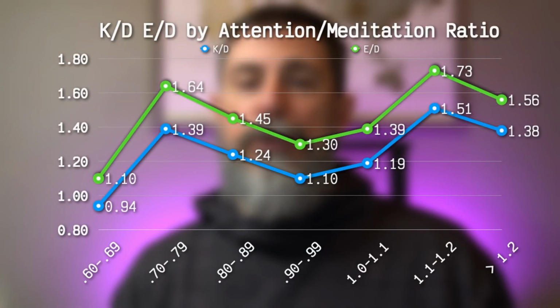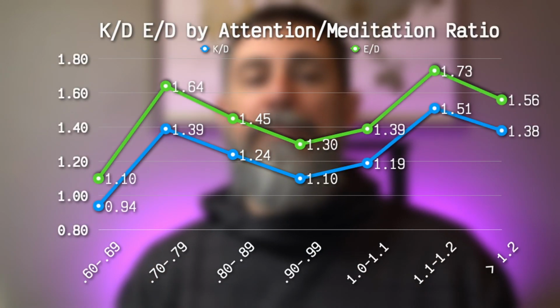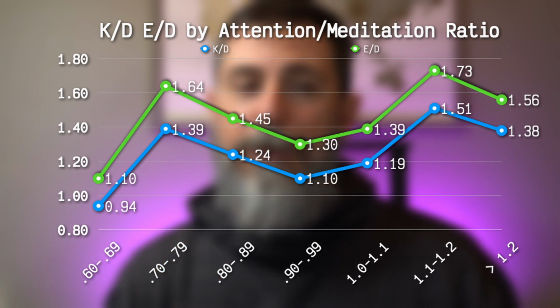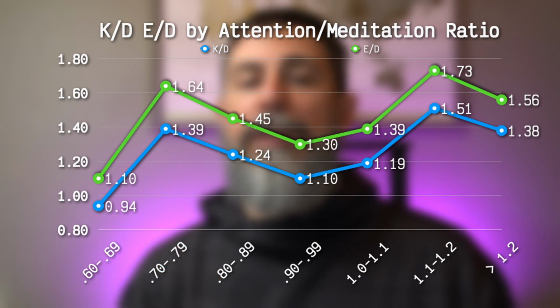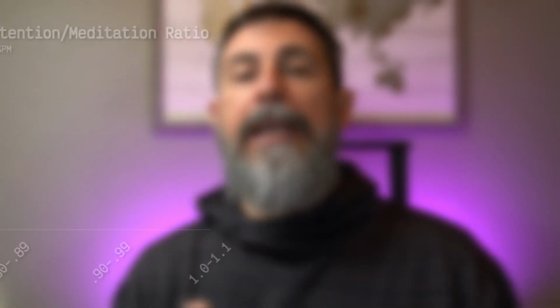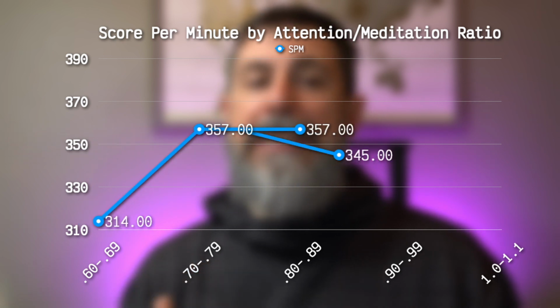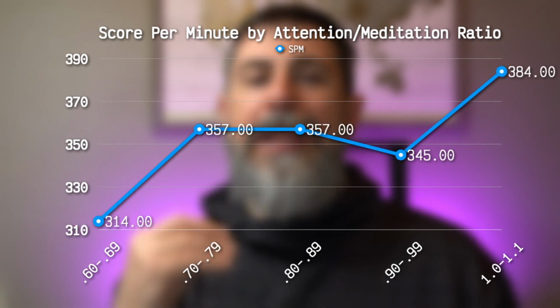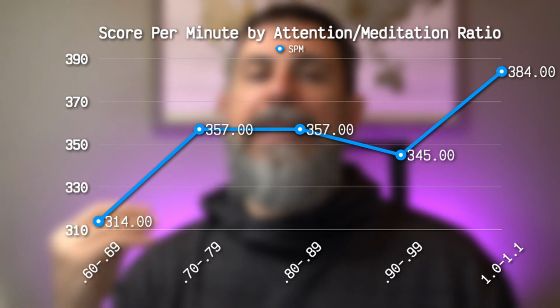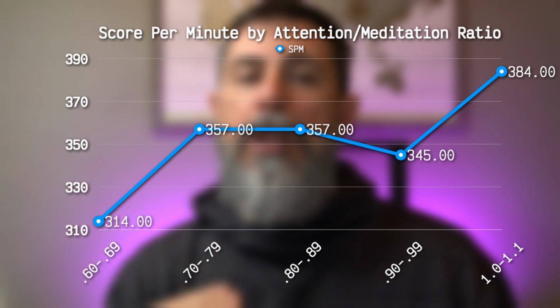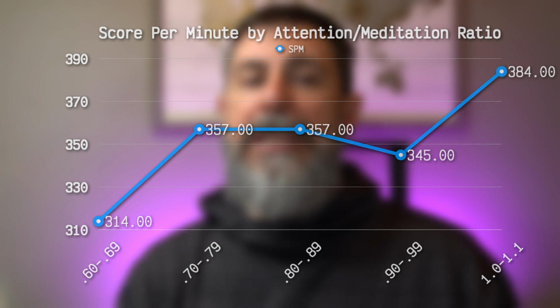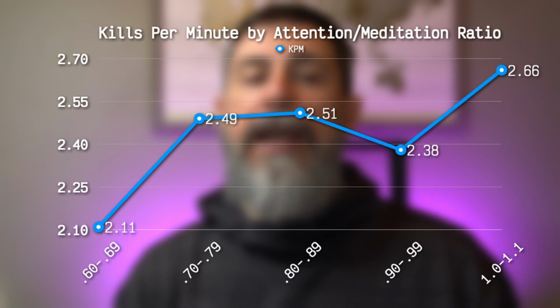I'd really like to include the other ranges that I threw out because things get interesting when my attention level is higher than my meditation level, but I really don't think that there's enough data to consider this valid. Interestingly, my score per minute does not follow the KD trend, but it trends upwards the more my attention level approaches the same or higher level as my meditation.